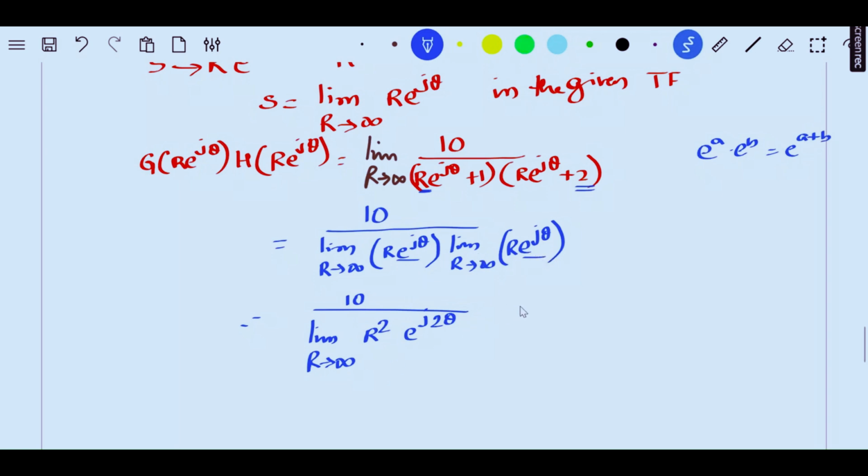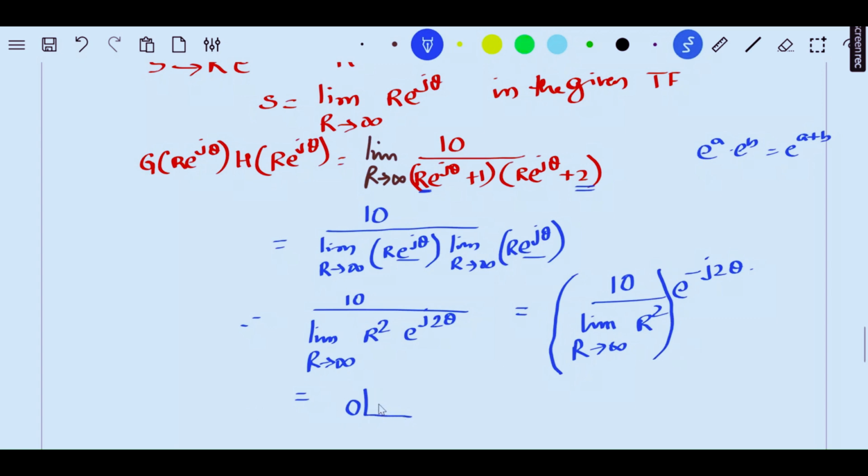So this can be further written as 10 divided by limit r tends to infinity r square, whereas e power j2 theta, if it goes to the numerator, it becomes e power minus j2 theta. Okay, so when I substitute r as infinite, the magnitude term 10 divided by infinite square becomes 0 at an angle e power minus j2 theta.